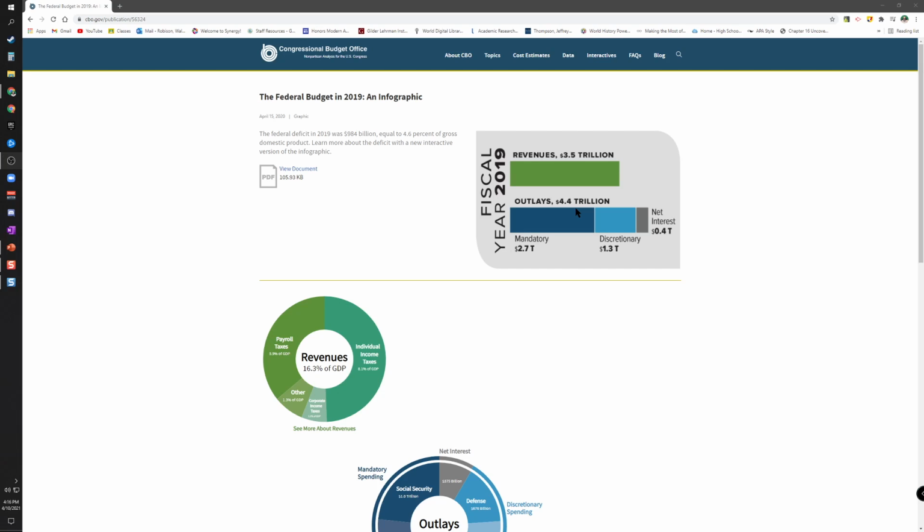Now, how spending is done with the federal budget is in three parts. We have what's called mandatory spending, and you can see that it's $2.7 trillion. Then there's discretionary spending, that's 1.3 trillion, and then there's net interest, which is $0.4 trillion. What they mean by these things is mandatory means legislation dictates that this thing has to be paid for. So like the military, Social Security, things like that.